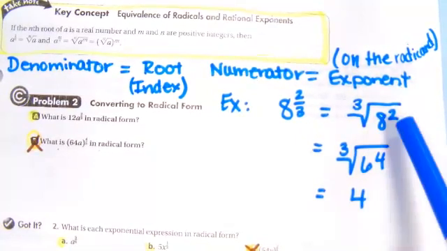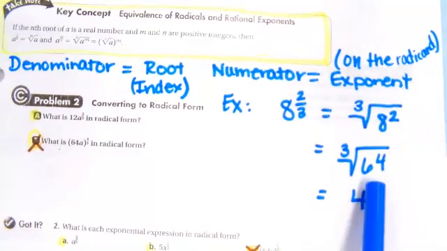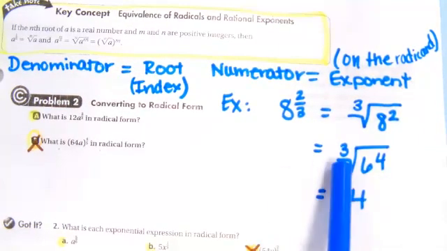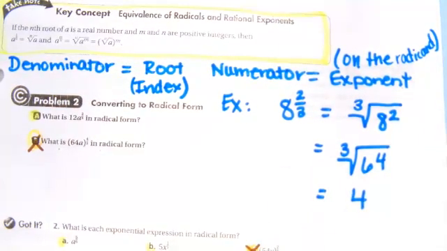So if I do this first, 8 squared is 64, right? And then the third root of 64 is 4. That's how we simplify it.